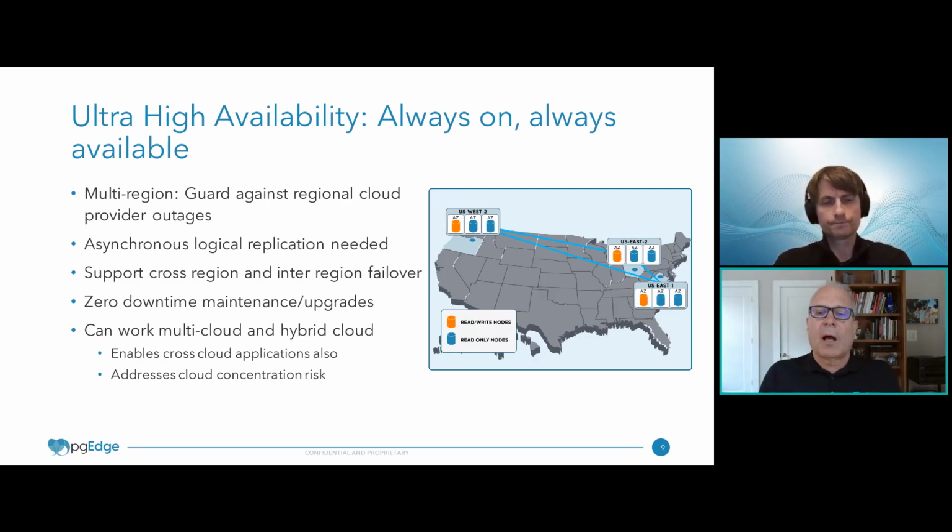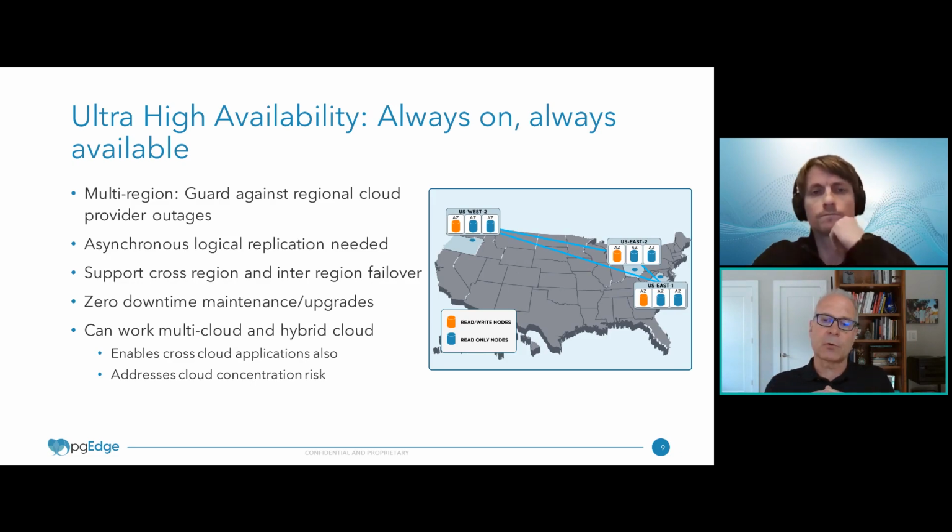Ultra high availability. I talked already about how this kind of replicated distributed database system has inherent disaster recovery and failover built in. In fact, it's not even failover because you just have the traffic failover to the surviving nodes. Within the pgEdge product, we support both cross-region and inter-region failover, failover between availability zones in a single cloud region.